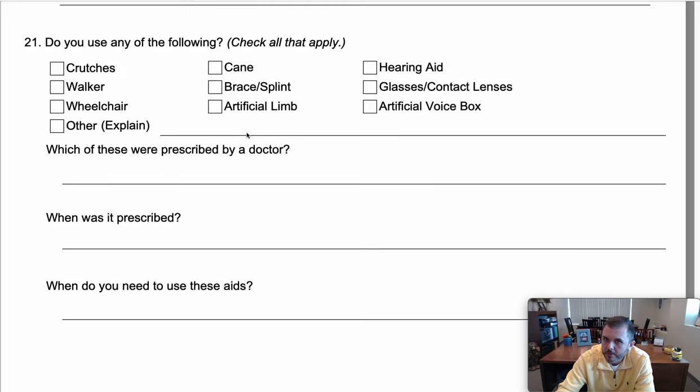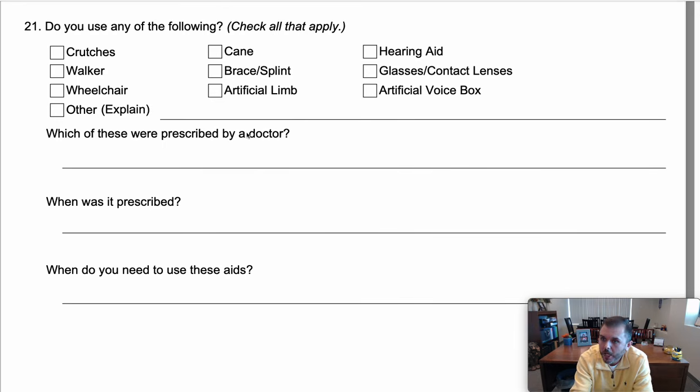This is very important. Question 21. Do you use any of the following? Okay. If you use a cane, I tell my clients, if you use a cane, I want to see a prescription. Even if you have to go to the doctor and ask the doctor to provide a prescription for the cane, if they agree with that, then they'll do it.